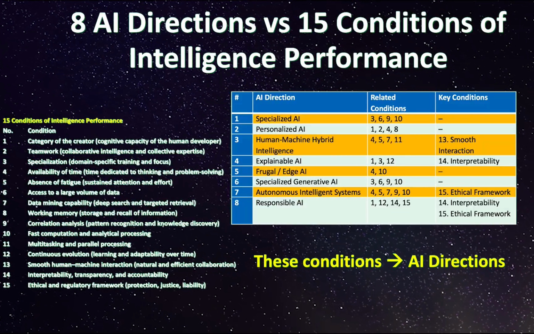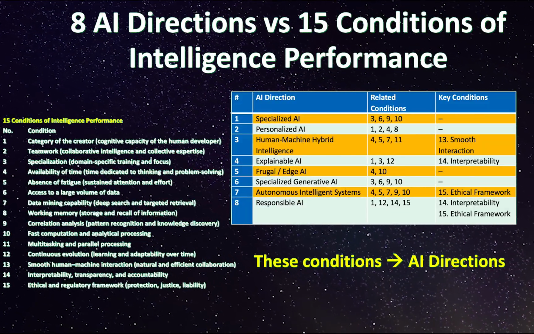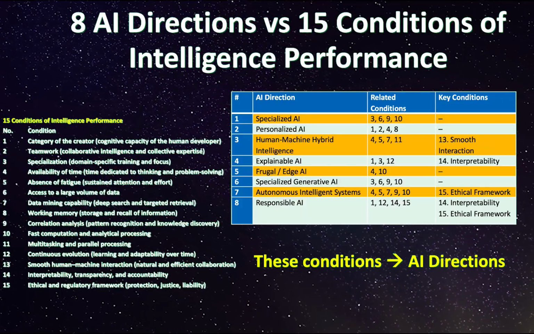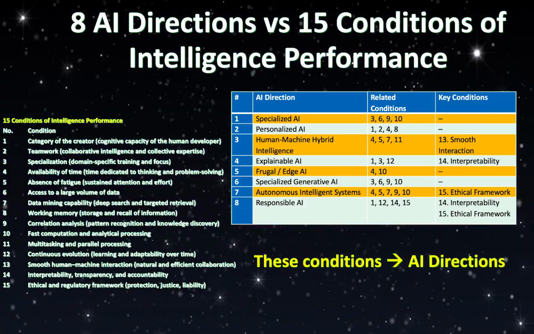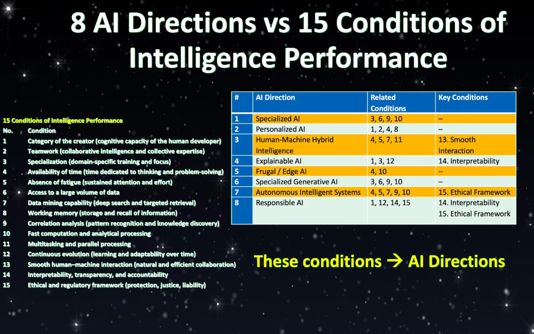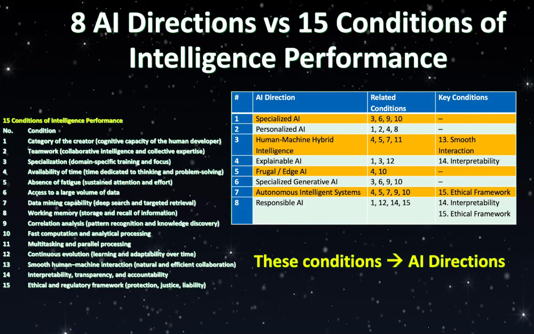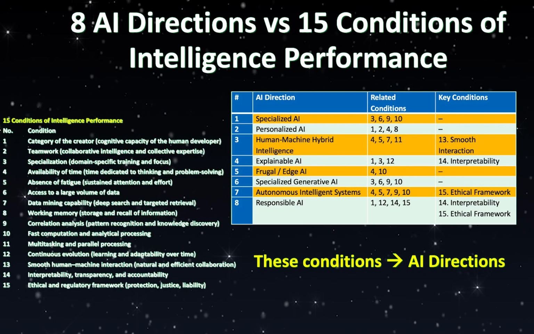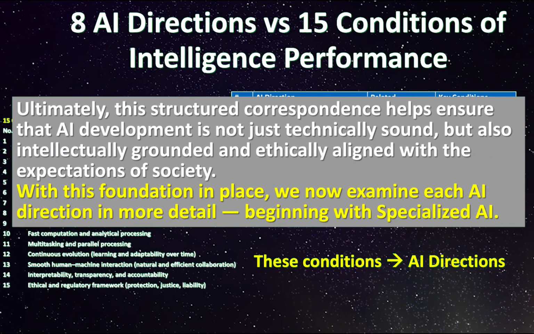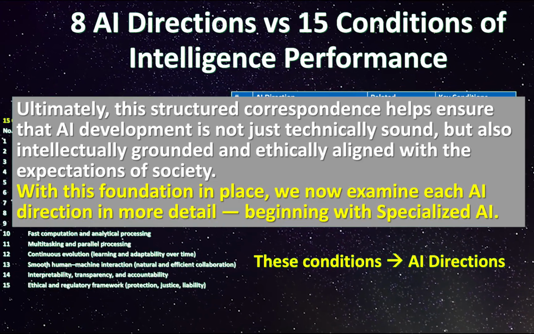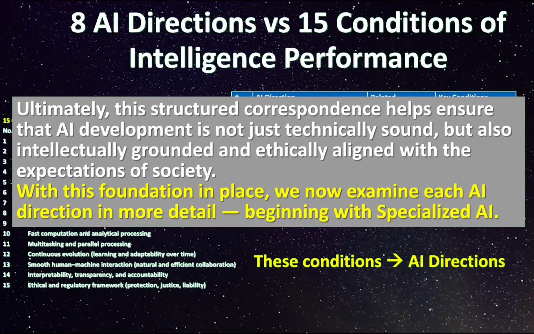Each of these directions directly addresses a subset of the 15 conditions, and collectively they illustrate how AI can be shaped not just by data and code, but by principles that mirror the structure of natural intelligence. As we proceed, we will examine each direction in detail, linking it to the relevant conditions and illustrating how it helps AI evolve responsibly, transparently, and powerfully.